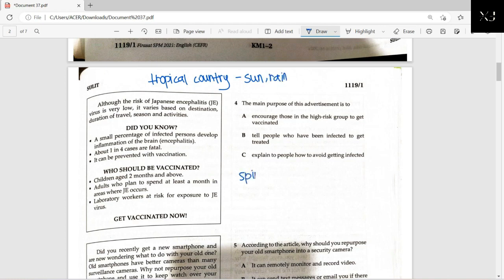You have the spring, summer, autumn, and winter. Okay, so these 4 are known as the seasons. Okay, and obviously Europe countries have them. Okay, and activities. So did you know a small percentage of infected persons, oh my god, I cannot.